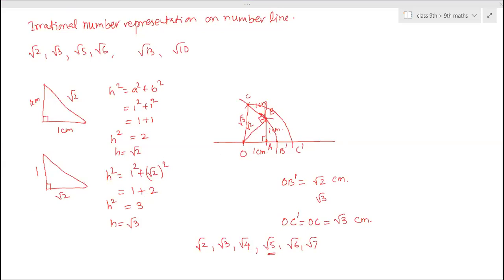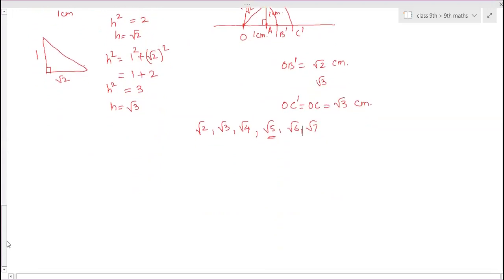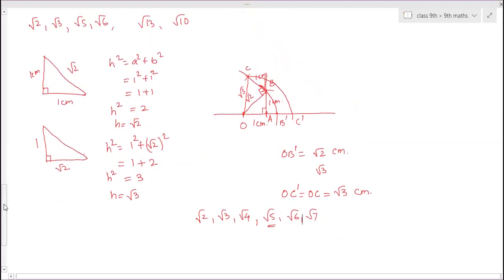Now drawing root 5, yes? Yes. Ma'am, to bring root 3 on the number line, what do we have to do? Root 3 on a number line: O to C distance, take as a radius in the compass. Keep the compass center at O and draw an arc from C to intersect the horizontal line. Okay. Thank you, ma'am.